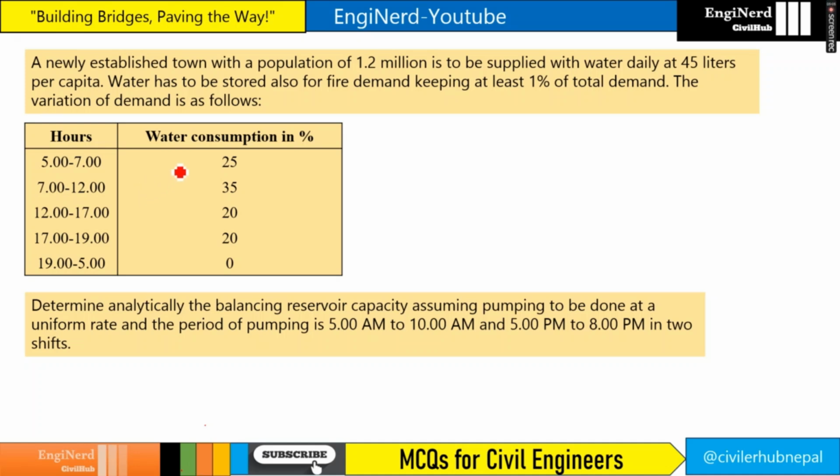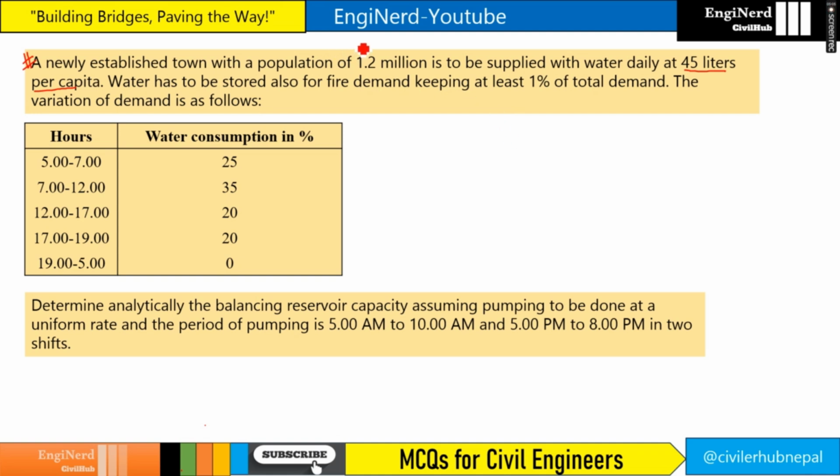In this video, we will be doing this question. So this question says, a newly established town with a population of 1.2 million is to be supplied with water daily at 45 liters per capita, right? And water has to be stored also for higher demand, keeping at least 1% of total demand. The variation of demand is given as below.